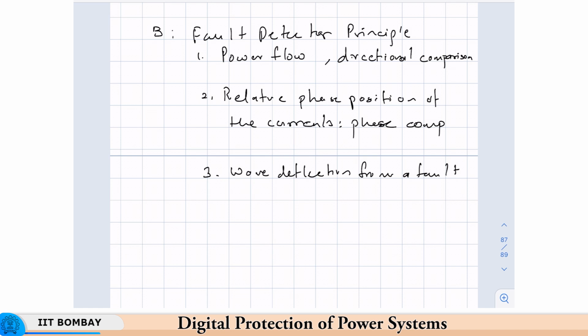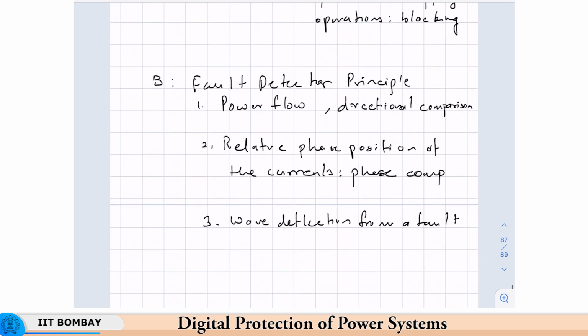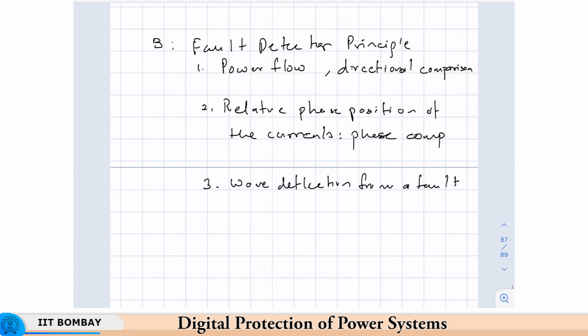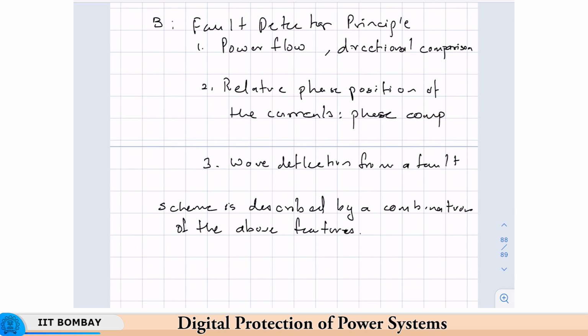So, depending on the combination of fault detector principle and whether channel is required or not required, the pilot wire protection scheme is described by a combination of the above features. We will discuss 3-4 schemes today.